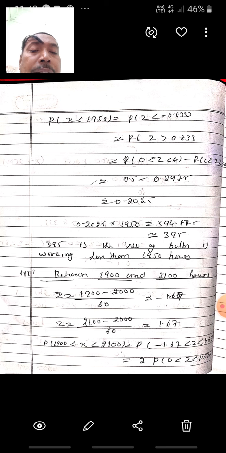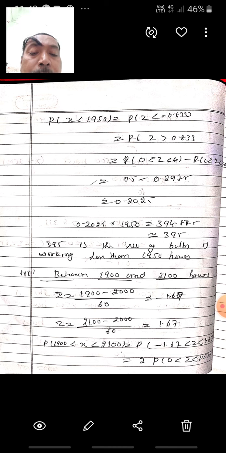Substitute here and subtract: 0.2025 is the probability for the bulbs working less than 1950 hours. Multiply by 2500, and it gives how many bulbs are working below 1950 hours.